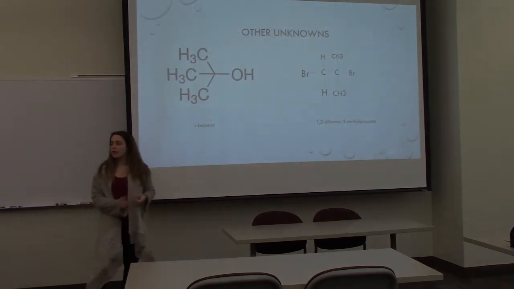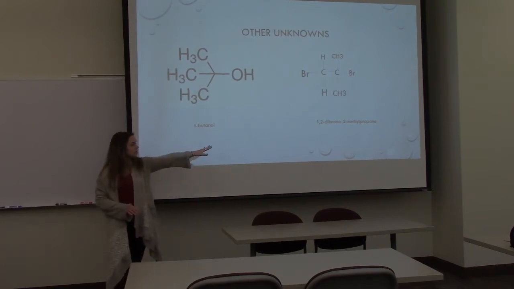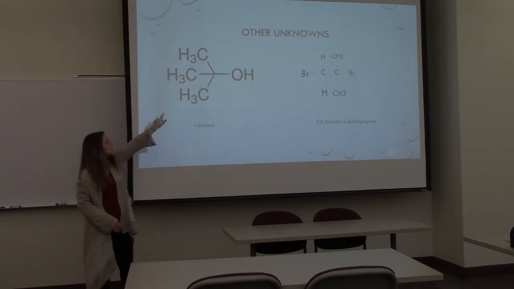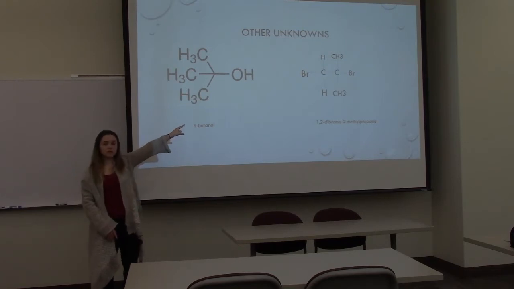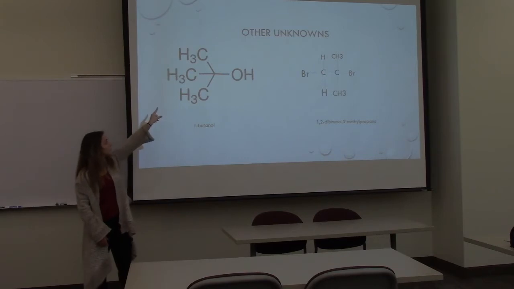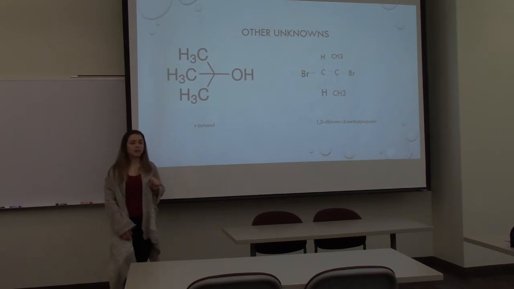Okay, so the other unknowns that I found using the same methods were t-butanol and 1,2-dibromo-2-methylpropane. And as you can see, there are 2 different types of hydrogens in the t-butanol. There's an OH functional group, so the IR would tell us that there's an OH functional group. And right here, you can see that they're in a 3-6-9-to-1 ratio, as it would show up on the NMR.